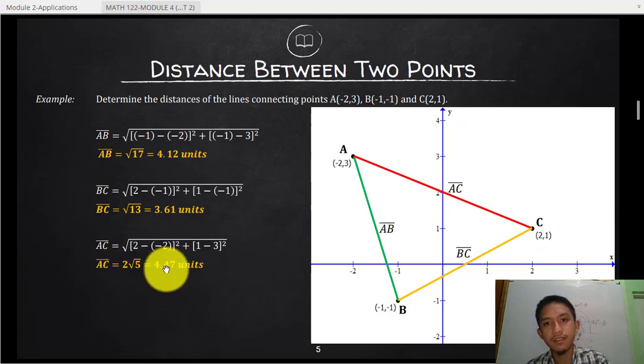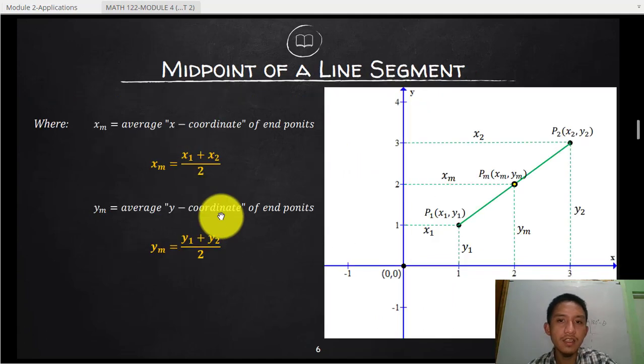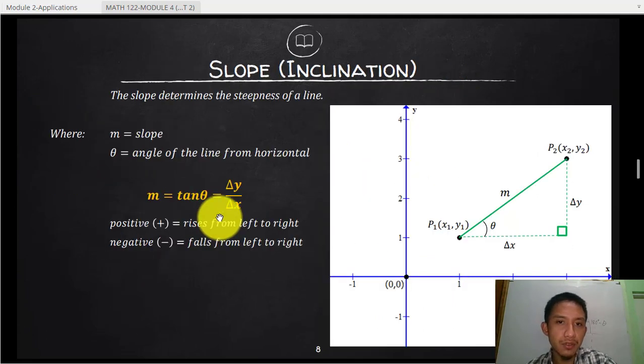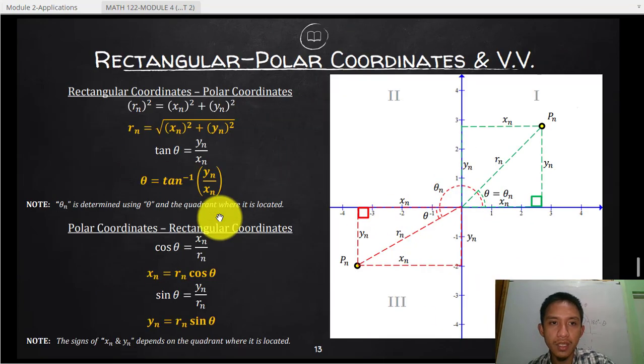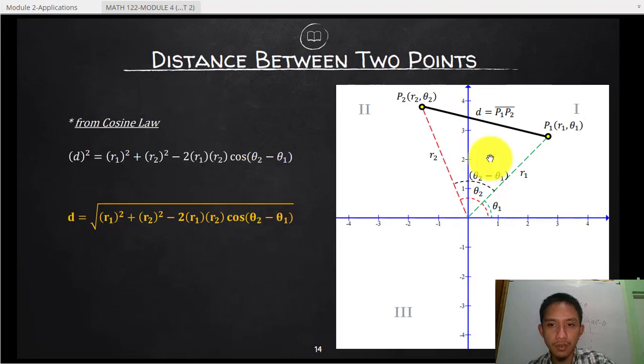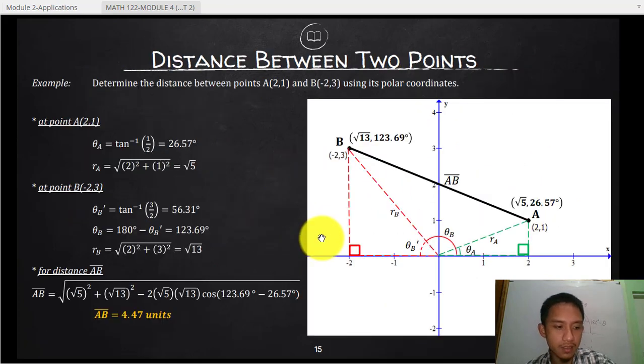Okay. So now you can see that even if you are using two different coordinate systems, you can relate both these coordinates, your rectangular and polar, and you will still end up with the same distances. Okay, so that's it, rectangular and polar coordinates.